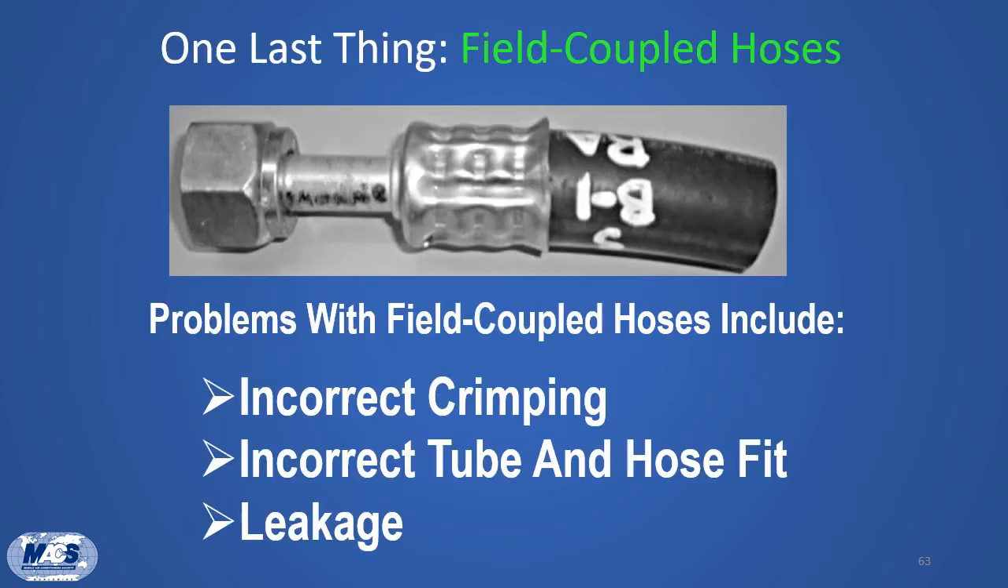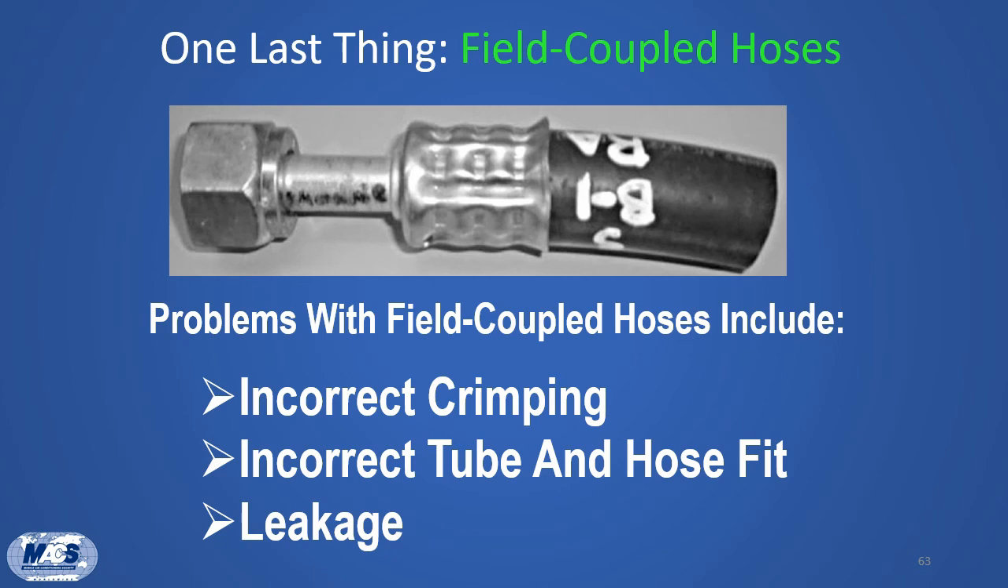And last but not least, according to an industry survey, half of the replacement coupled hose assemblies are field coupled instead of installing new replacement assemblies. If assembled improperly, these units are prone to leakage. Follow the manufacturer's procedures for tube and hose fit and crimping.